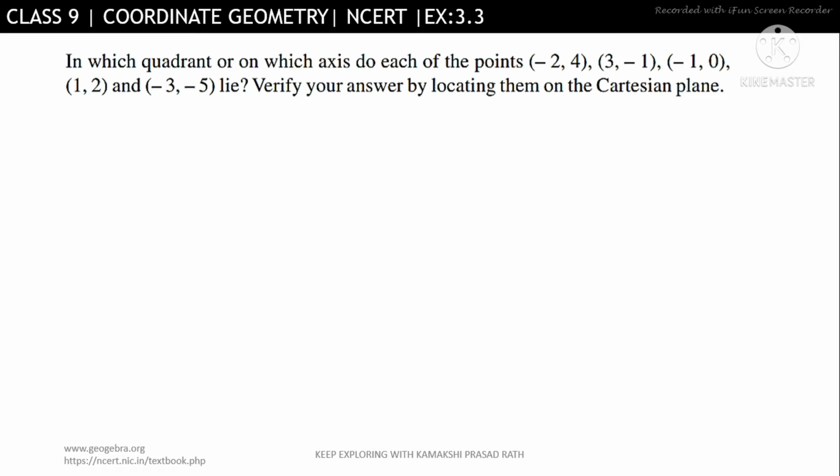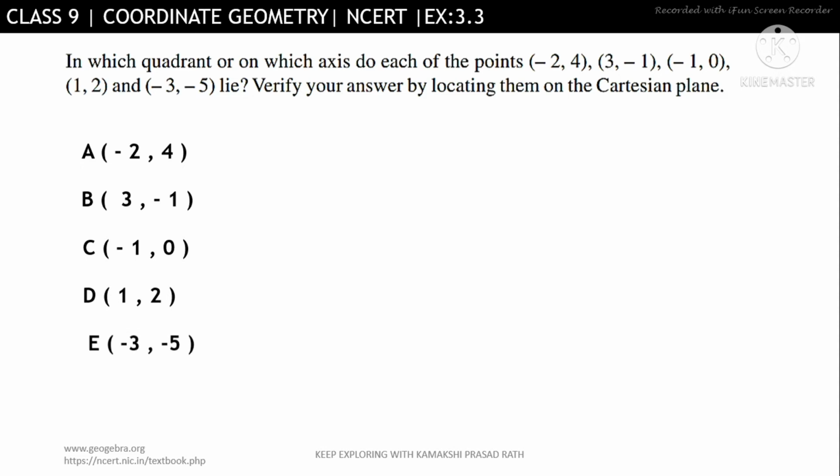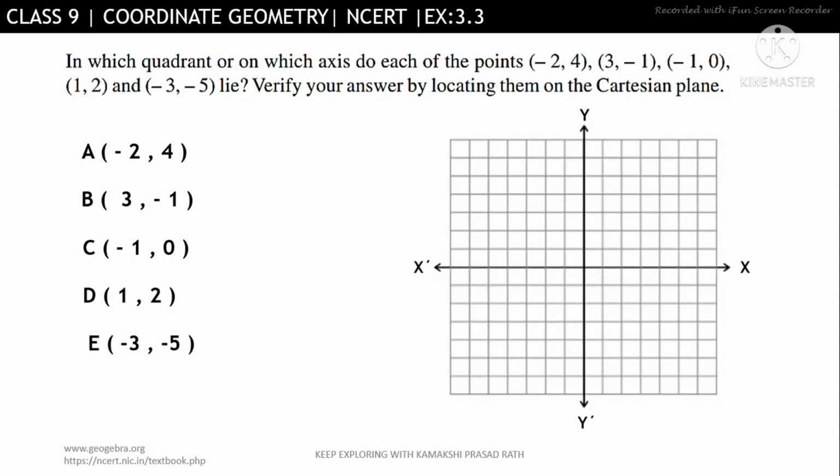We have considered a question here from the NCERT textbook, exercise 3.3. It says, in which quadrant or on which axis do each of the points (-2, 4), (3, -1), (-1, 0), (1, 2) and (-3, -5) lie? Verify your answer by locating them on the Cartesian plane. Let's start by naming the points first. Let us name them A, B, C, D and E. Now we have to plot the points on the Cartesian plane. For this, first you have to know the sign convention of this plane, which we have already seen for the quadrants.